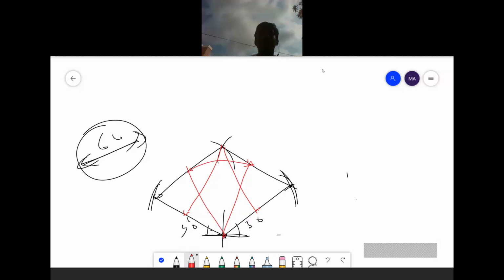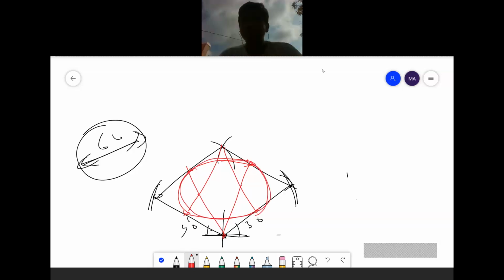Take this as a center, this as a radius, and I will draw one arc. I will take this as a center, this as a radius, and draw an arc. This as a center, this as a radius, I will draw another. In total this will form a circle in isometric projection. Understand? This is the circle in isometric projection.